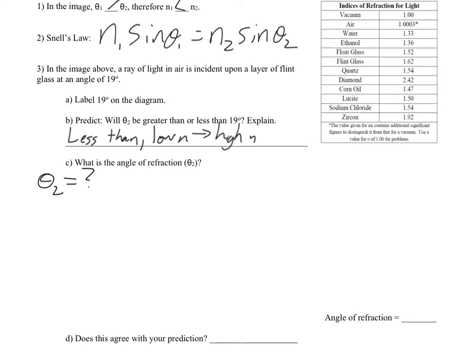So let's read the question again carefully. A ray of light in air is incident upon a layer of flint glass. So our first material is air, that's N1, 1. Our second material is flint glass, N2. And as I said, we're going to use the value from our reference table, not the one from this table. So that's going to be 1.62, or excuse me, 1.66. And it's incident at an angle of 19 degrees, so that's theta 1.